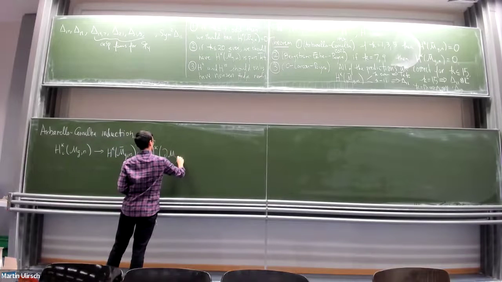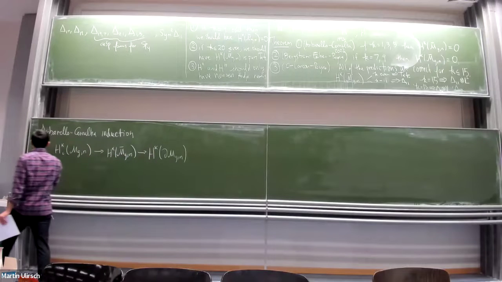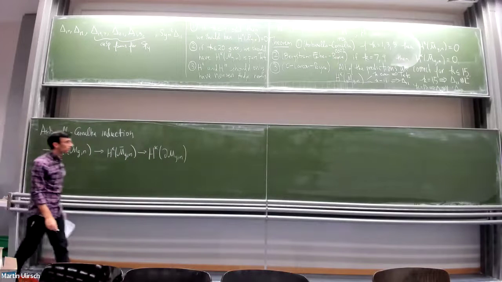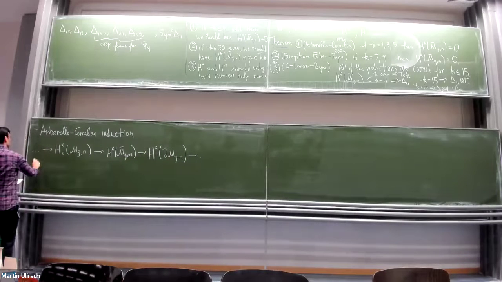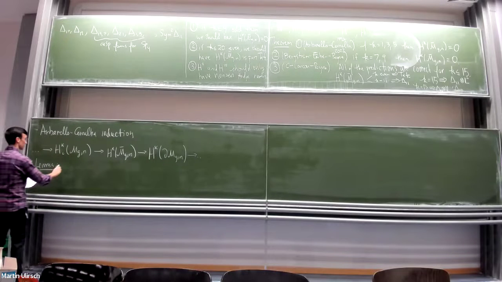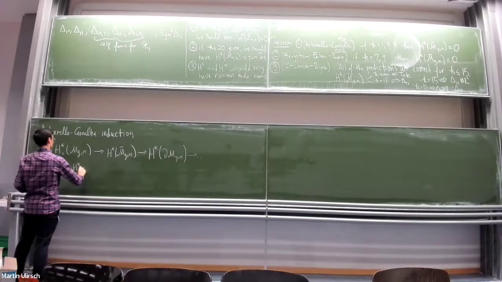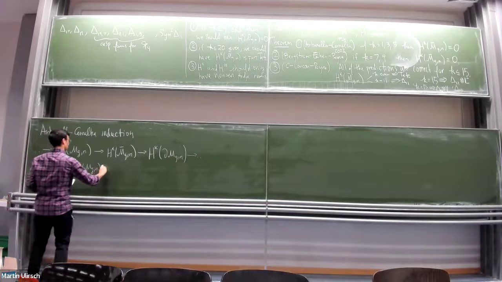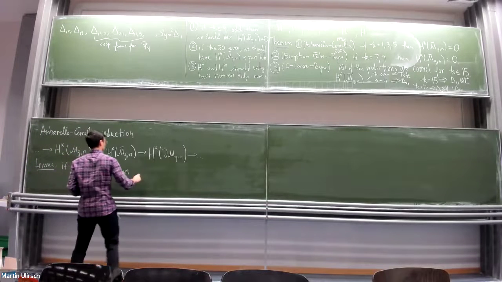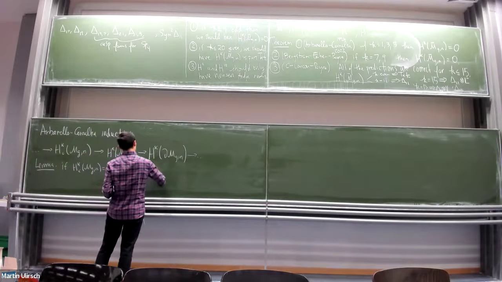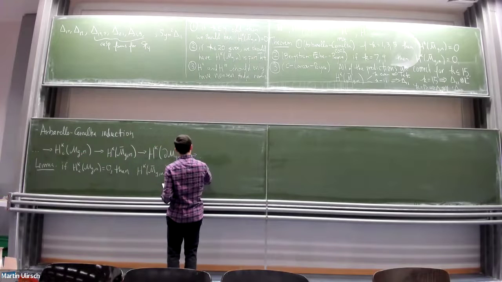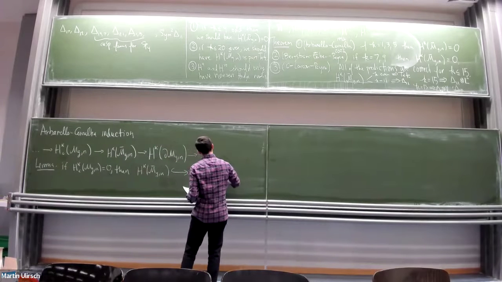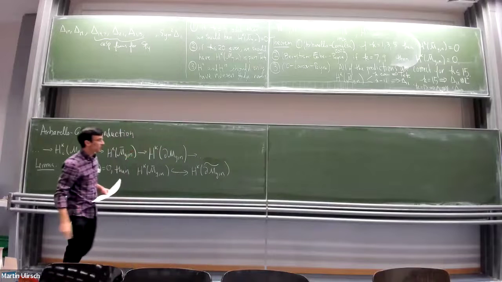So we look at this long exact sequence. The idea is simply that if this one vanishes, then the cohomology of the stable moduli space injects into the normalization of the boundary.